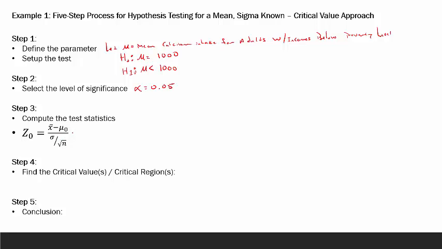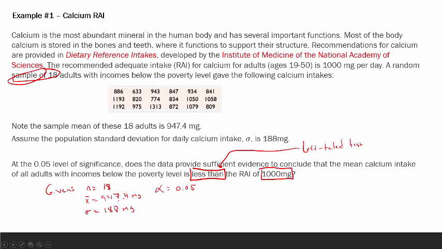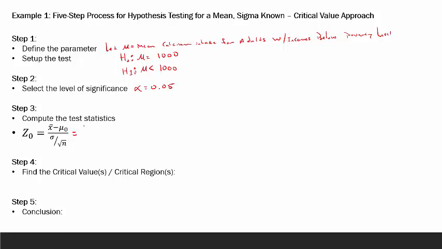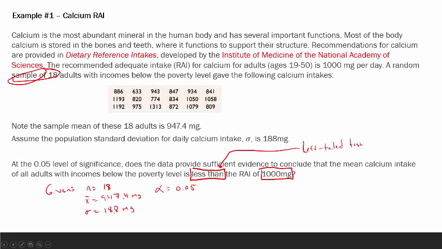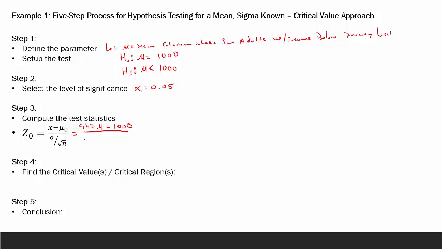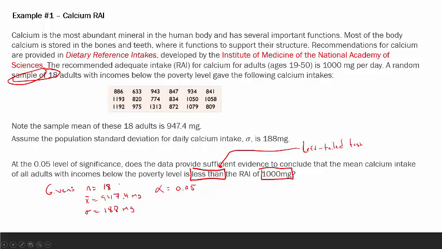Next, we're going to have to compute the test statistic, that's z sub 0. Now it's just a very simple subtraction and division problem. It's x bar, which if you look back was 947.4, minus mu sub 0, that's the 1,000, divided by sigma, which is 188, divided by the square root of the sample size, which is 18.